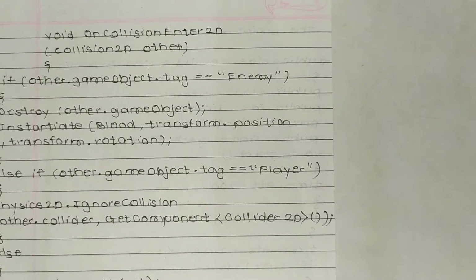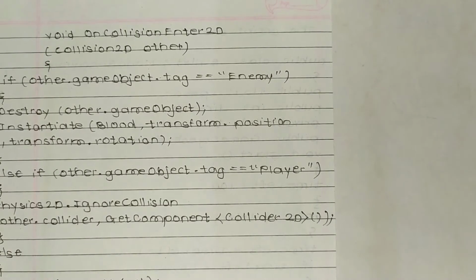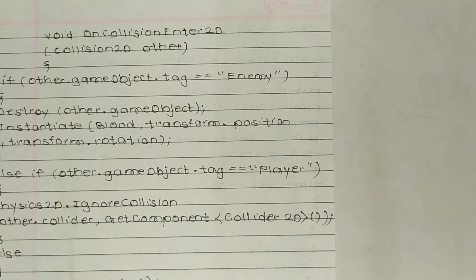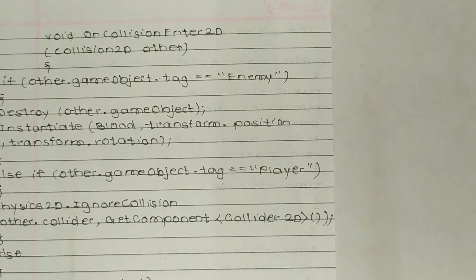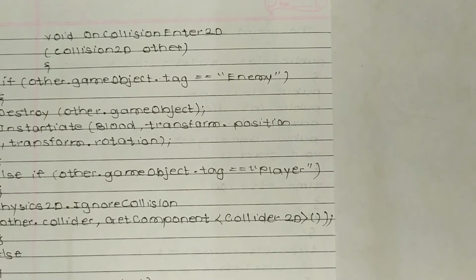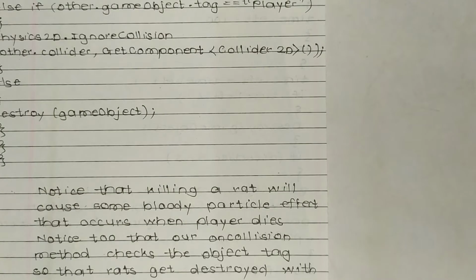Void OnCollisionEnter2D(Collision2D other). If other.gameObject.tag == "enemy", Destroy(other.gameObject), and Instantiate(blood, transform.position, transform.rotation). Else if other.gameObject.tag == "player", Physics2D.IgnoreCollision(other.collider, GetComponent<Collider2D>()), else Destroy(gameObject).